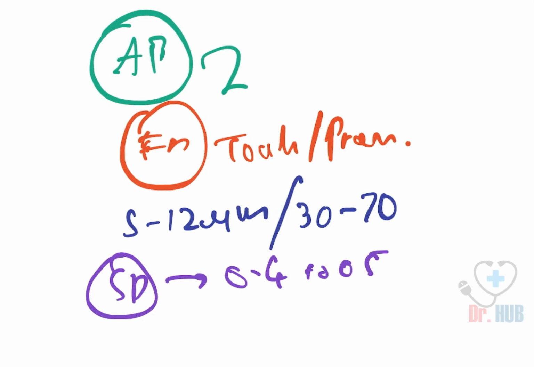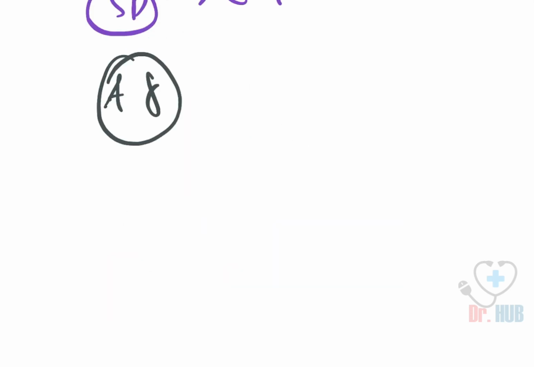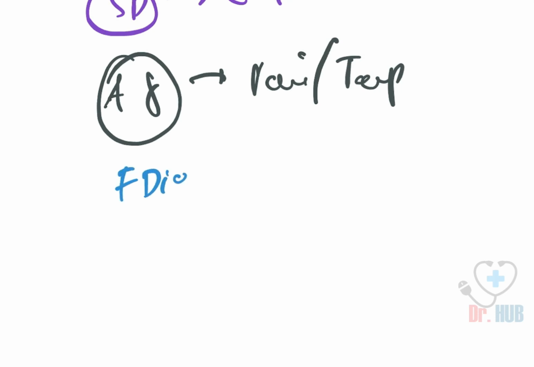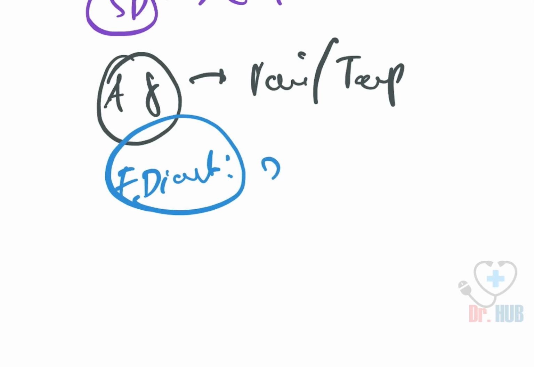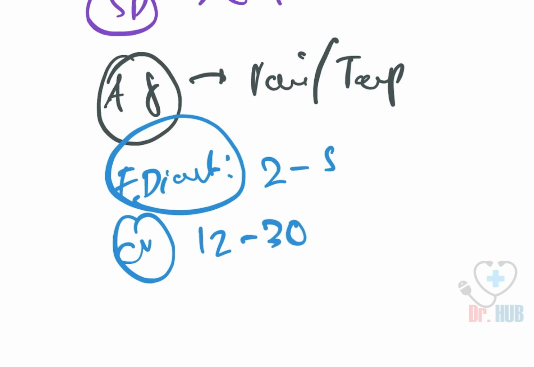Next, we look at the A delta. In case of A delta, it deals with pain and temperature. The fiber diameter here is about 2 to 5, and the conduction velocity is 12 to 30 meters per second.